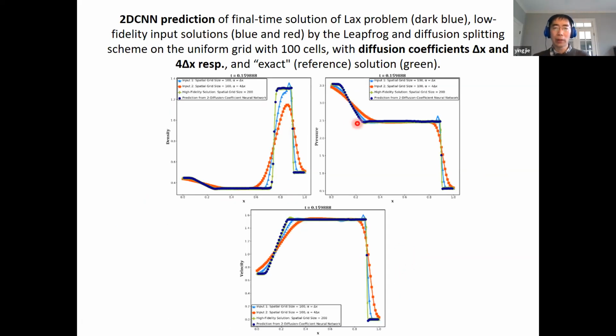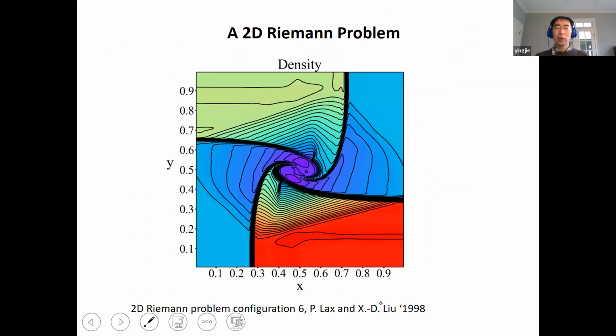By doing so, you can do the same thing. You can see the prediction is still pretty good. The dark blue is the prediction, and the red and light blue are the input. The inputs are pretty bad, but the prediction is very good. And we can easily extend this to multi-dimensions because there's almost no work for the neural network. It's just a slight modification of the input.